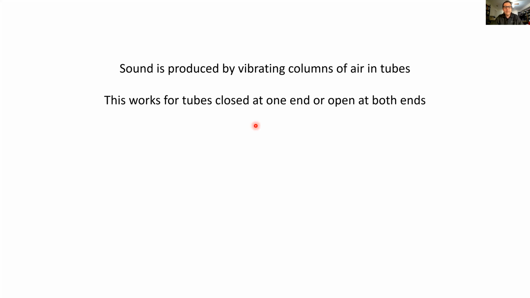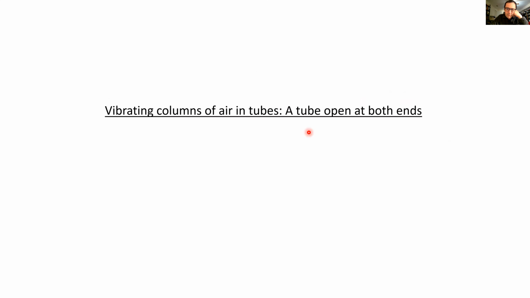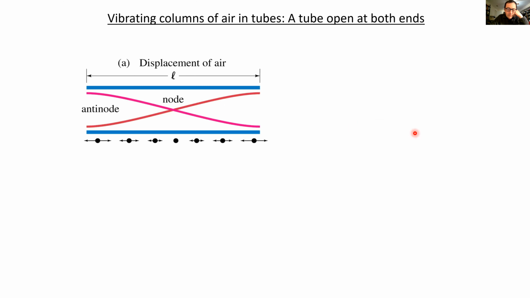All right, let's go back to the PowerPoint. Here we are. So yeah, sound is produced by vibrating columns of air in these different kinds of tubes. All right, let's start talking about a tube that's open at both ends. Okay, so how does the air vibrate in a standing wave kind of a mode?